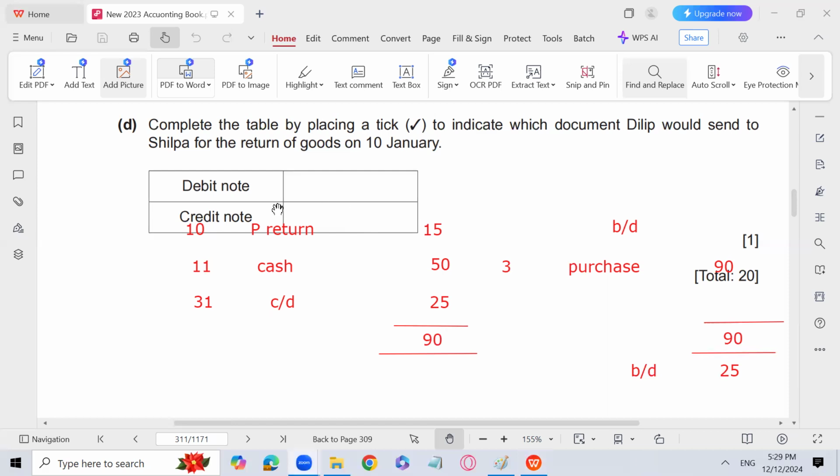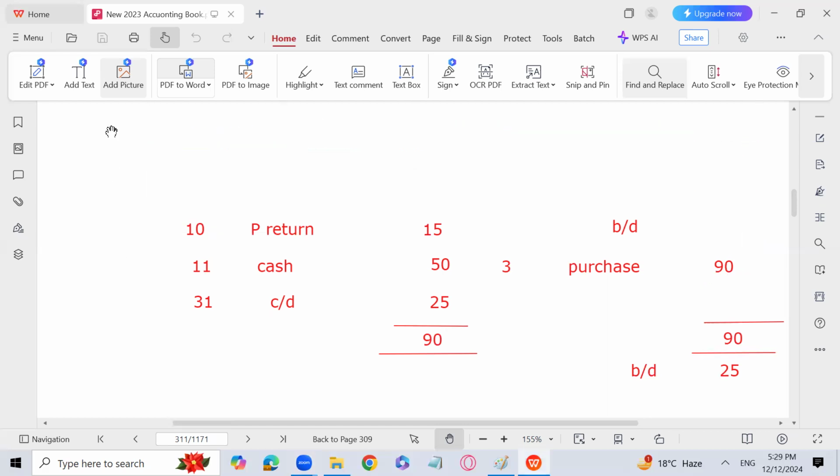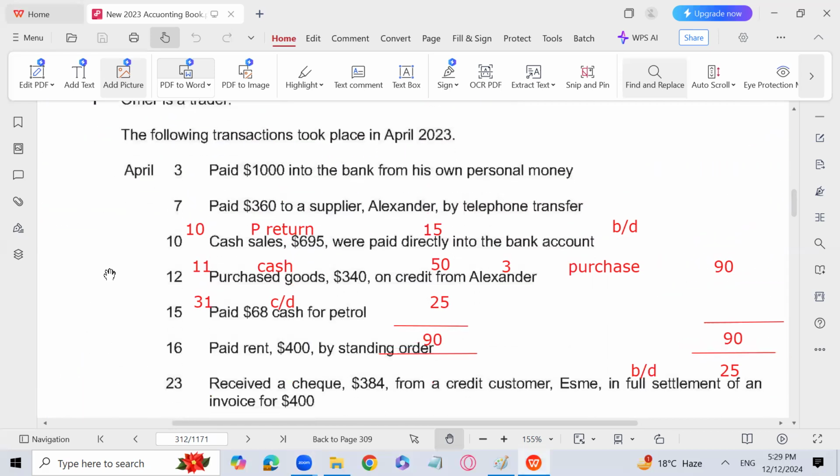Yes, okay, we are also going to end the class. Shilpa will send a debit note for the same amount of 15, and Dilip will send a credit note for the same amount of 15. In the question, it has been asked which document Dilip will send, that is credit note. Right? So thank you very much.